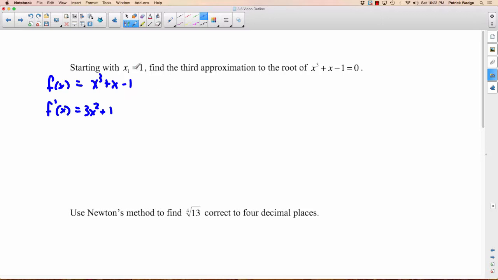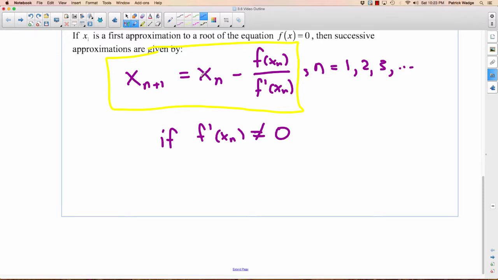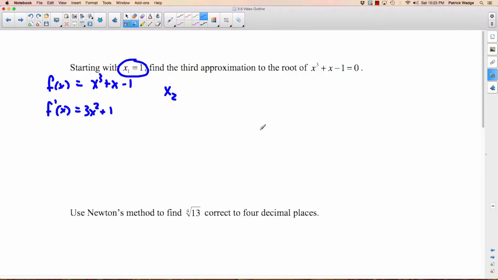Okay, so we already know that x1 is 1. Now we want to find x2. How do we do that? Well, the formula in the previous page tells us that to get x2, we take x1, the previous one, and then do f of 1 over f prime of 1. So x2 equals x1 minus f of x1 divided by f prime of x1.